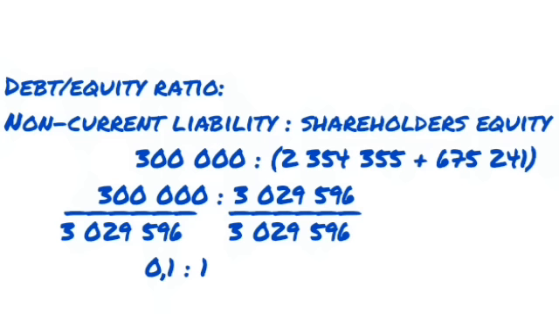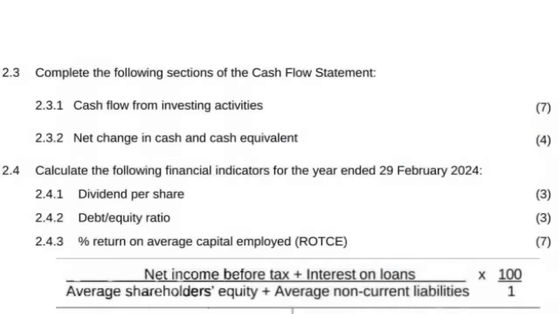Remember, with debt equity ratio, on that side we are looking only for non-current liabilities, because some information you will find it given with the current liabilities. So make sure that you are looking at non-current liabilities only.